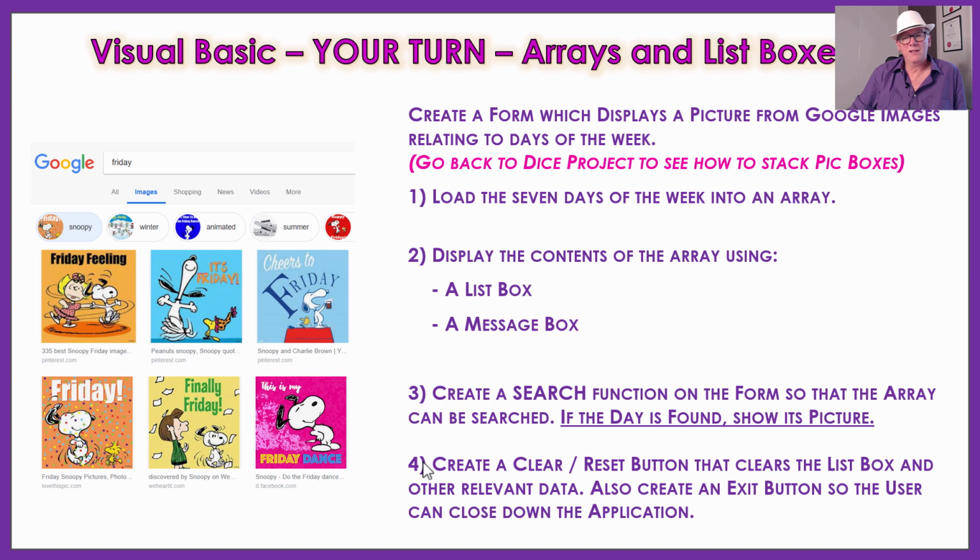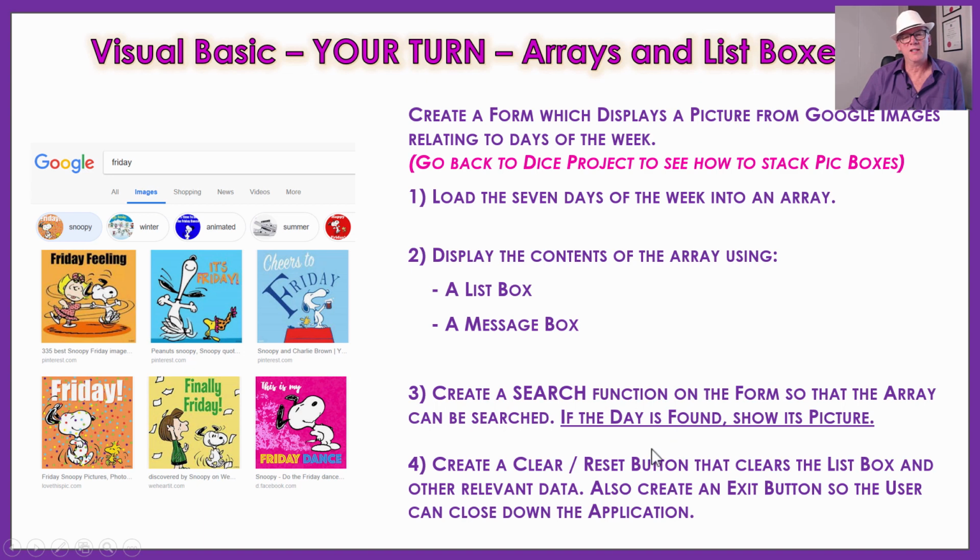Now, the different thing on this is that when you find a day, you're going to show its picture. So go to Google Images and find pictures for the different days of the week. So you might like this one, Cheers to Friday. So you snip that out and you put that in a picture box on your form, and then go back to the dice, the random numbers dice project, where we showed you how you could stack a whole bunch of different pictures on top of each other and then just make only one of them become visible.